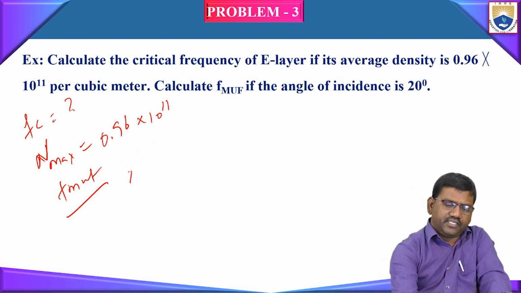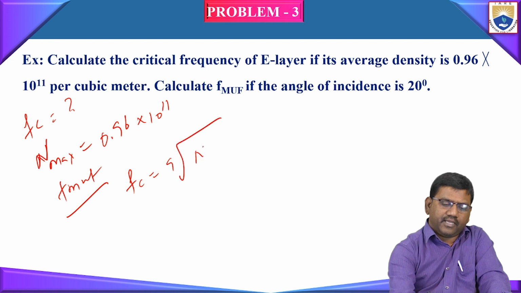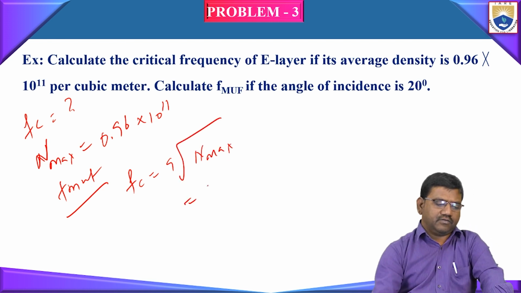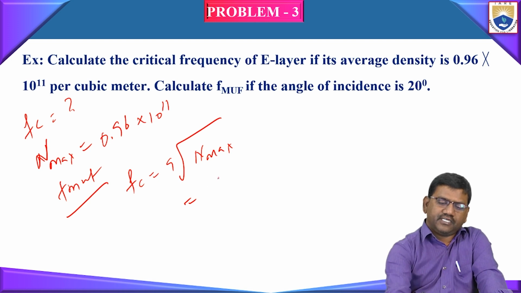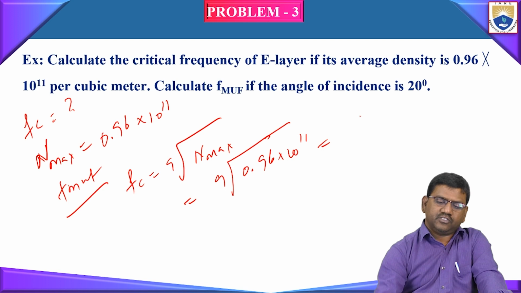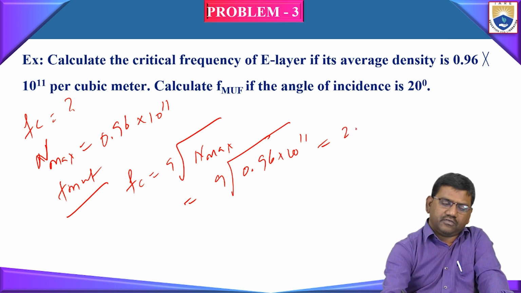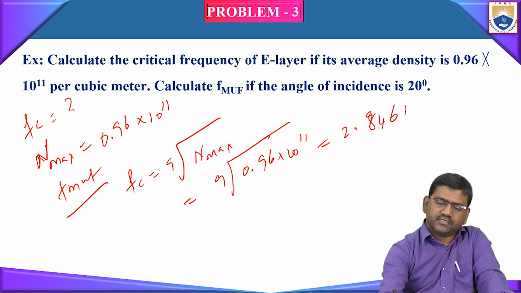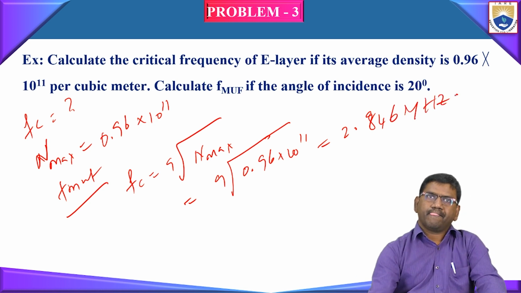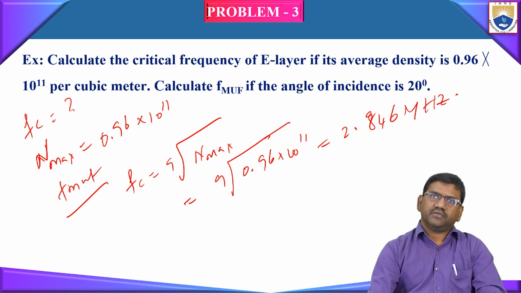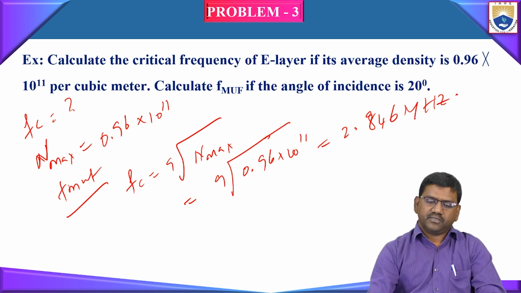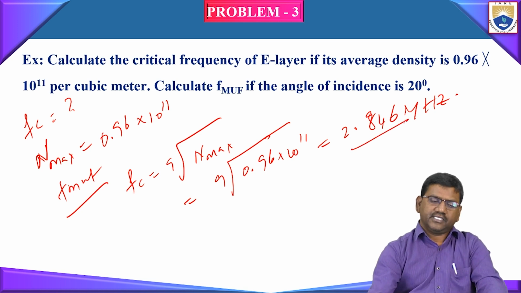Now we know that Fc is equal to 9 root N max. So what is here 9? 9 into root N max, 0.96 into 10 power 11. If you simplify this, Fc is equal to 2.846 megahertz. So the relationship between the critical frequency and the average density of ionization is given by Fc is equal to 9 root N max. So 9 into root of 0.96 into 10 power 11, you will get 2.846 megahertz.